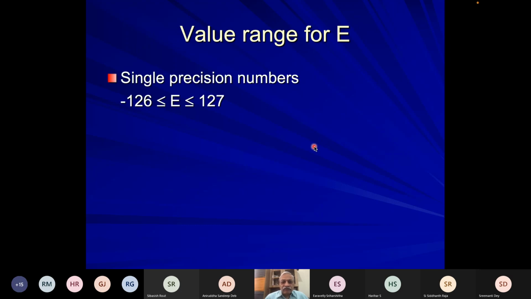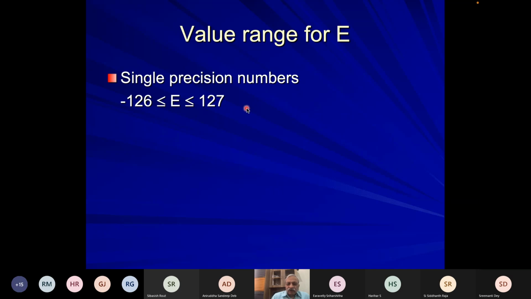So what is the range of exponent values? For single precision, it is minus 126 to 127. So with 127 as the bias, minus 126 gets represented as plus 1, and 127 plus 127 gets represented as 254. So you would notice that the two extreme values we have left out. We are not considering a 0 value or 255 value.